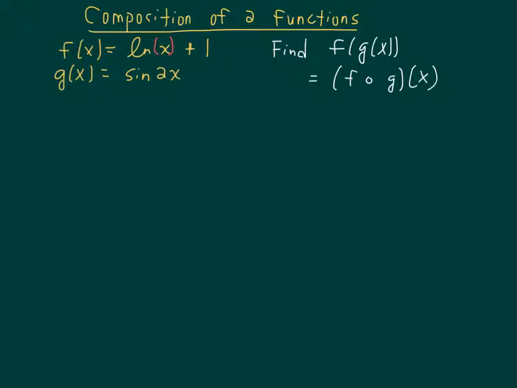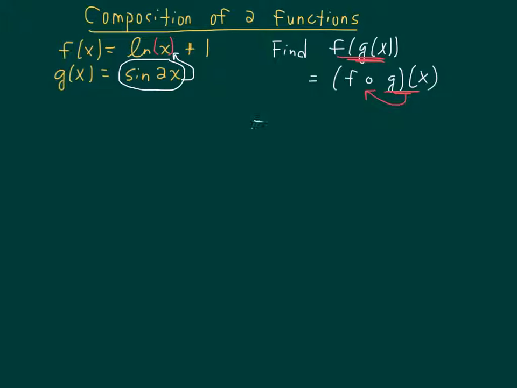So we can write it using parentheses like this, and sometimes you'll see it written with a little open circle. Either way you look at it, you're always going to work from right to left. So in this case, we're taking the g function and we're going to plug it into the f function. So we're going to do this wherever we see an x. So we're taking this g equation, which is the sine of 2x, and we're going to plug that into f where we see an x.